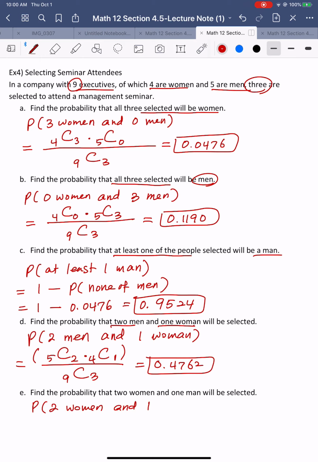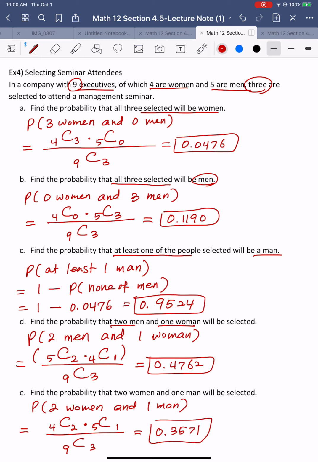For the next one, we're choosing 2 women and 1 man. So you choose 3 people from the 9, and then there are 4 women, choose 2, and choose 1 from the 5 men. And then you get 0.3571. Not bad at all.